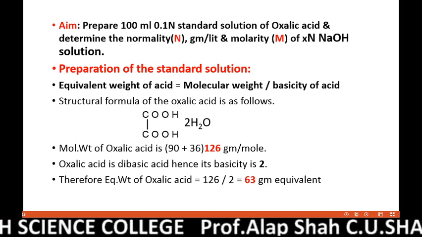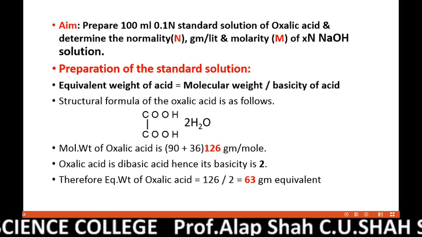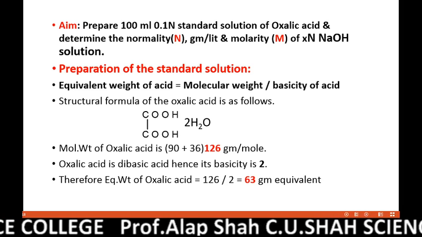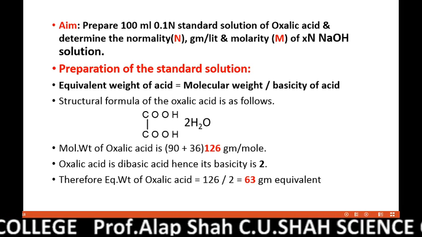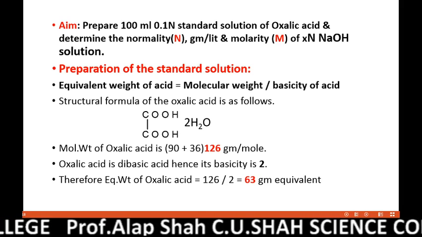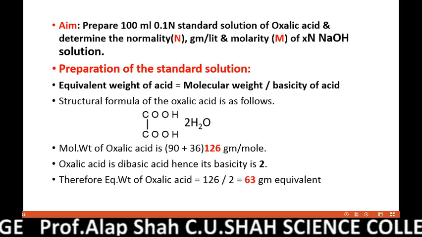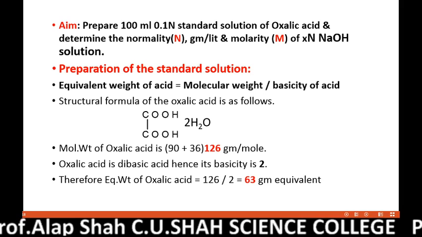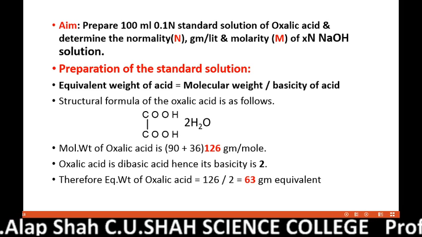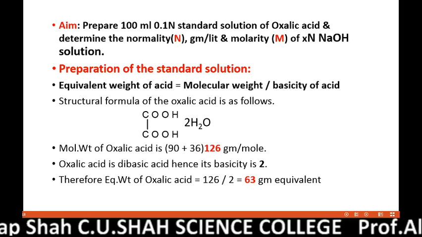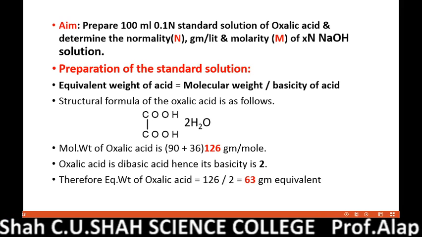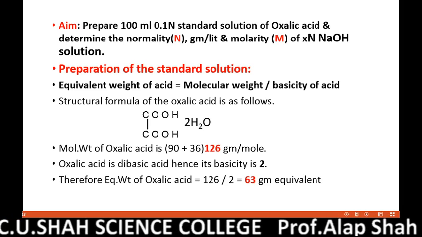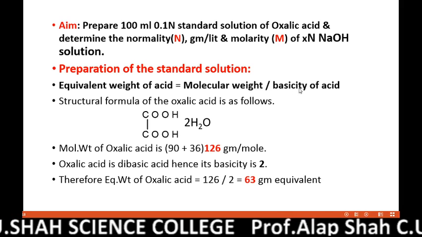So this is the aim. Prepare 100 ml 0.1 normal standard solution of oxalic acid and determine normality, gram per liter and molarity of X normal NaOH solution. Now we have already discussed in part 1 that whenever we want to prepare a normal solution, we must know the equivalent weight of that substance. As we want to prepare standard solution of oxalic acid, first let us calculate the equivalent weight of oxalic acid. The formula for equivalent weight is molecular weight upon basicity.